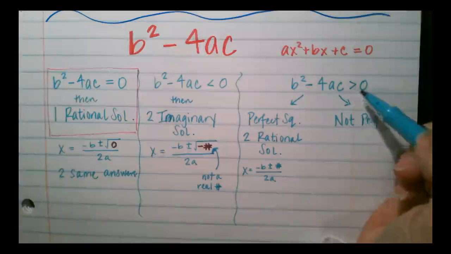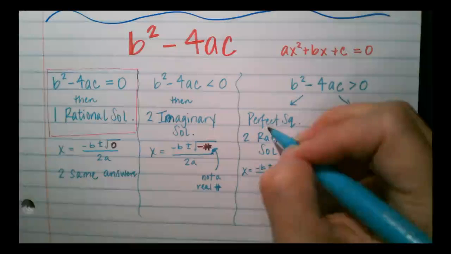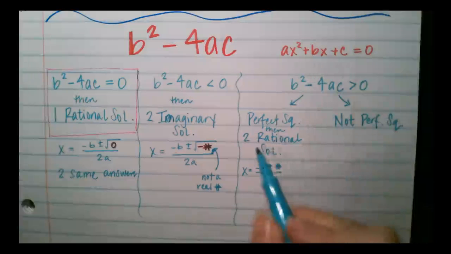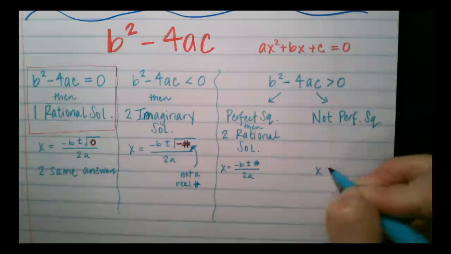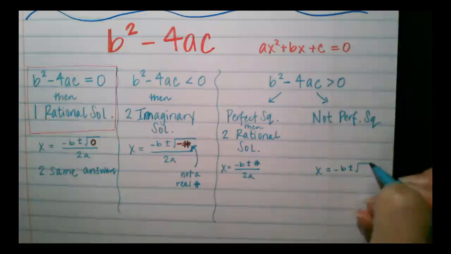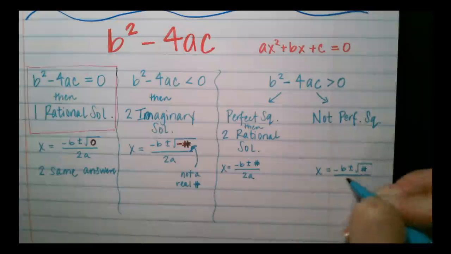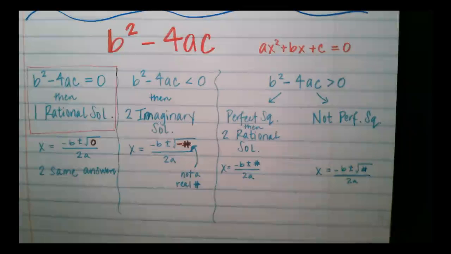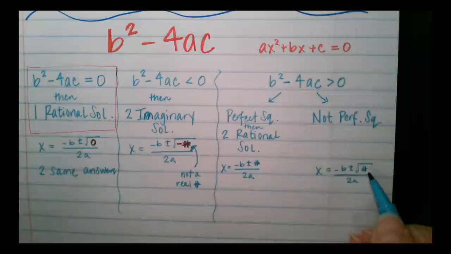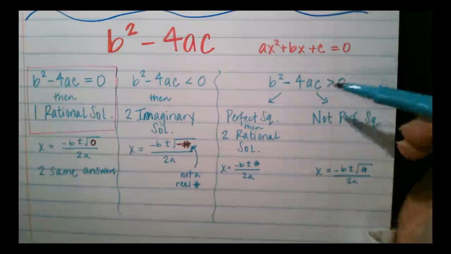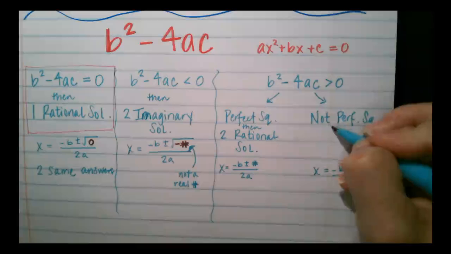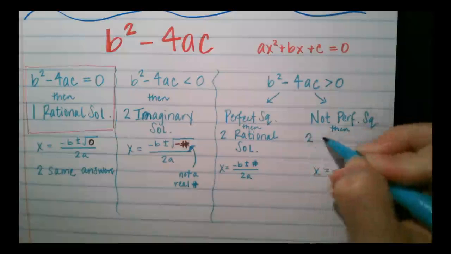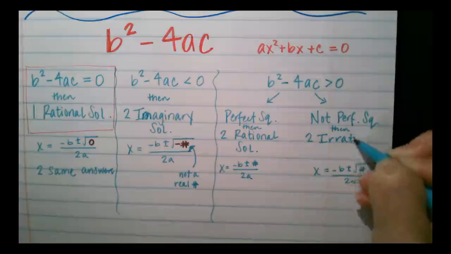All right, so if b squared minus 4ac is a perfect square, then you'll get two rational solutions. Now, if it's not a perfect square, then what that means is that when you go to simplify this, no matter what, you're going to end up with a square root in your answer. Because if it's not a perfect square, we might be able to simplify it, but we won't be able to get rid of the square root. So if b squared minus 4ac is not a perfect square, then you're going to get two irrational solutions.